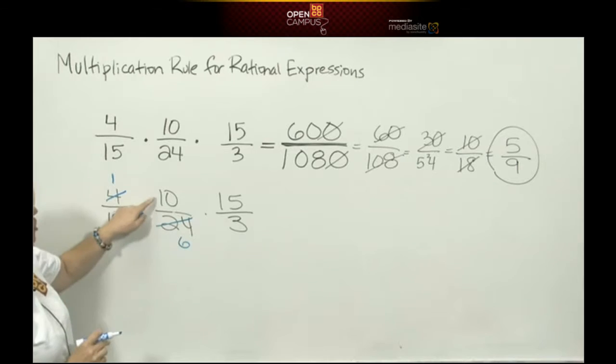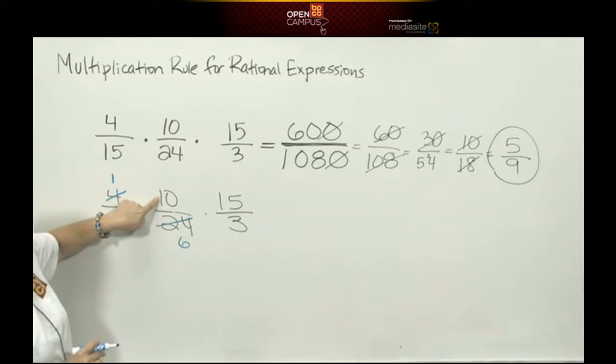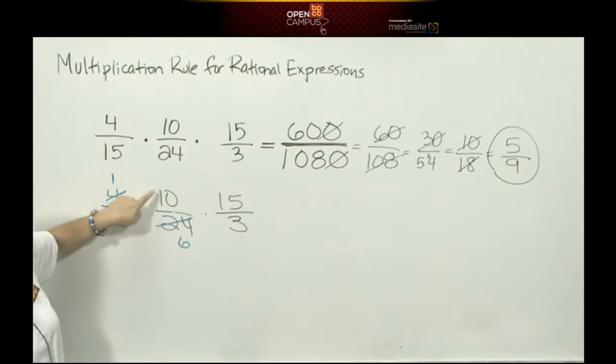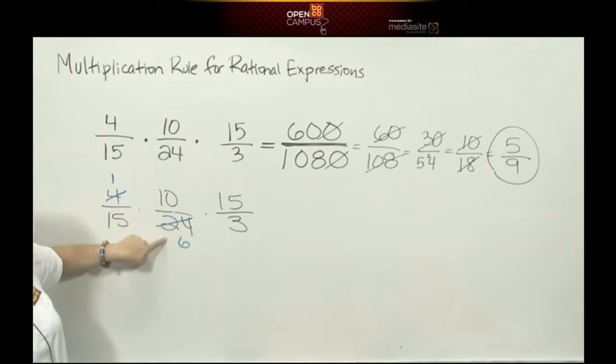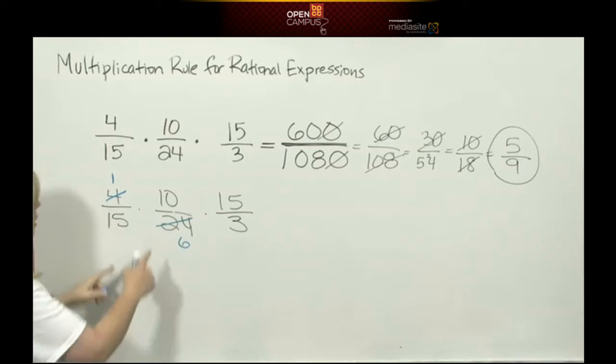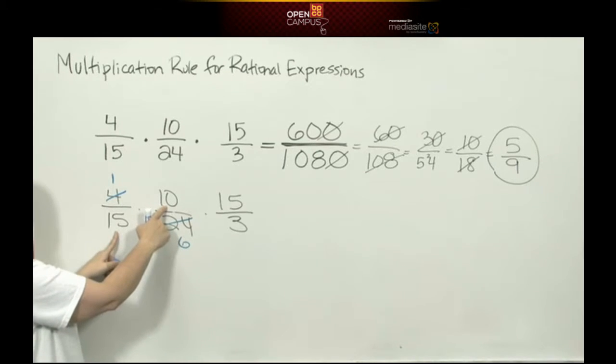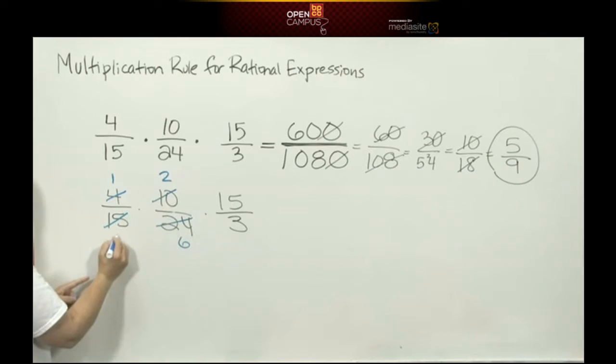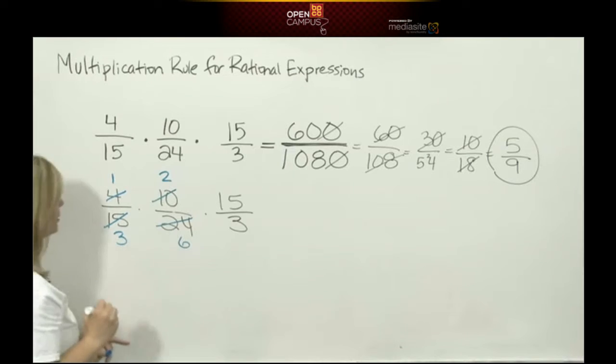I'm going to go to the next numerator, 10. Who can I simplify or reduce 10 with? Well, I can do 10 and 15. They have a common factor of 5. I can do 10 and 6. They have a common factor of 2. It doesn't matter. But I believe most of you will do the 10 and 15. So if I divide 10 by 5, I get 2. If I divide 15 by 5, I get 3.